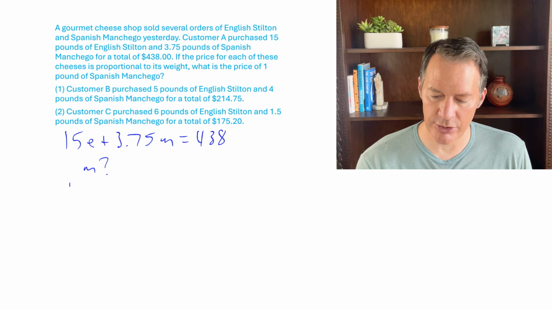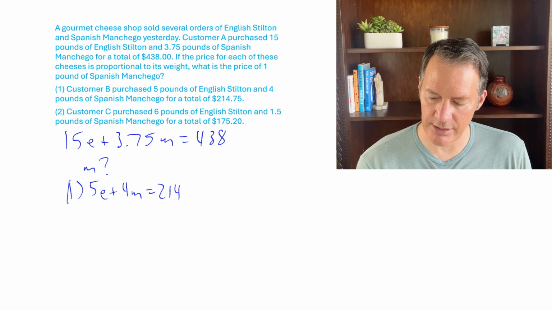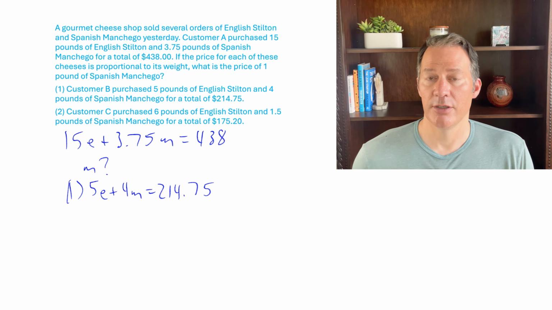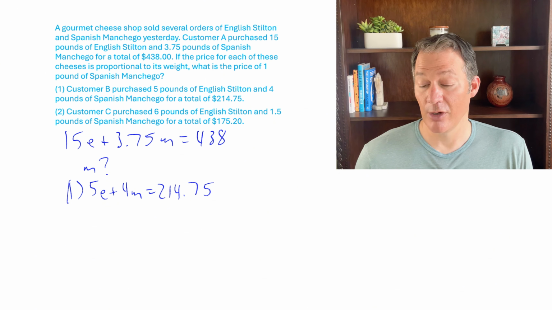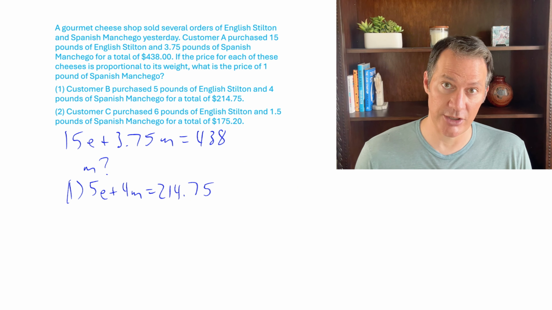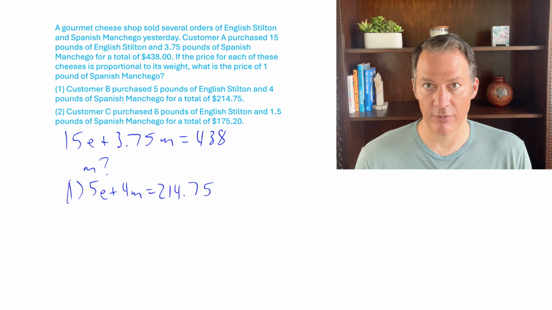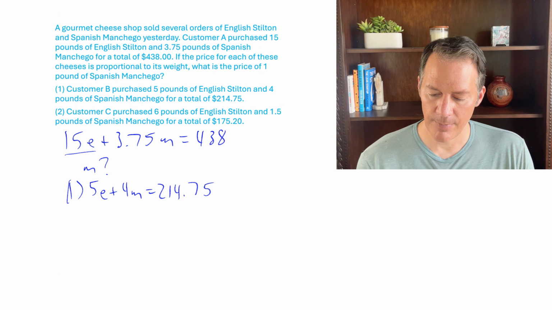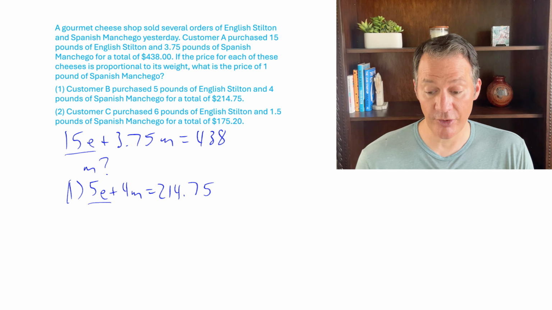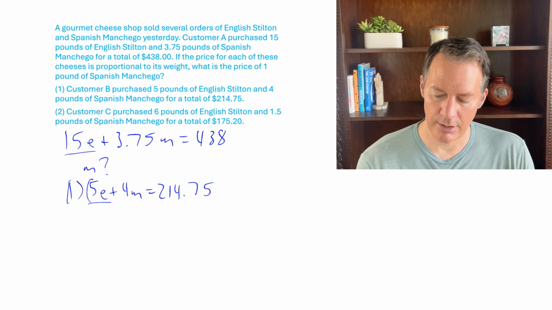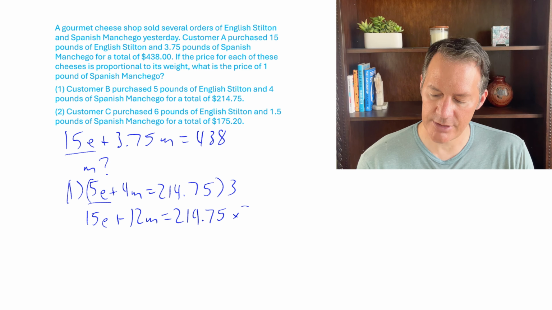So in statement 1, we can translate that as 5e plus 4m equals 214.75. So now we have two equations and two variables, so we should be able to solve as long as they're different equations, right? So to check, we'll compare the coefficients. The original has 15e, this has 5e, so we want to multiply by 3 to get to 15. So again, we'll multiply the whole equation, so that gives us 15e plus 12m equals 214.75 times 3.